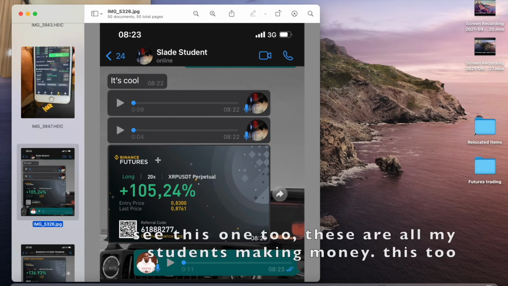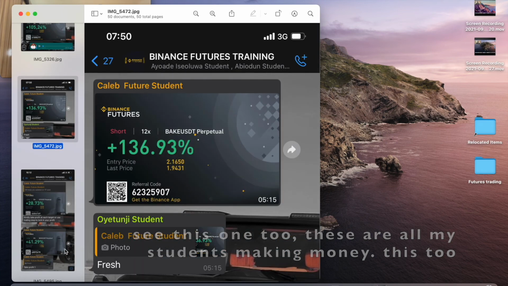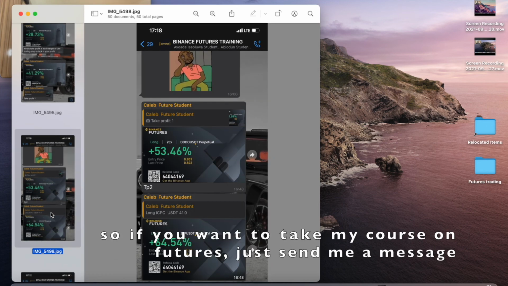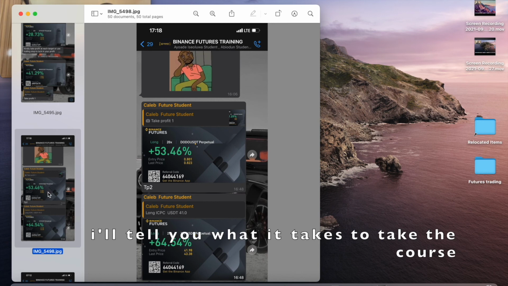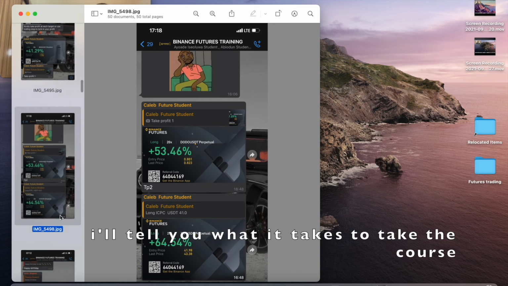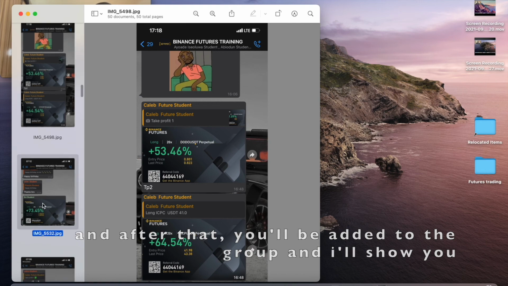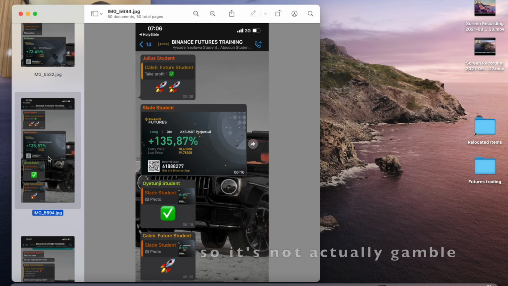You can see this one too. These are all my students making money, these two and this. So guys, futures is something you should come about. If you want to take my course on futures, just send me a message or say in the comment section that you're interested. I'll tell you what it takes to take the course, and after that you'll be added to the group, and I will show you how to make your daily money on futures if you're not greedy. So it's not actually a gamble.